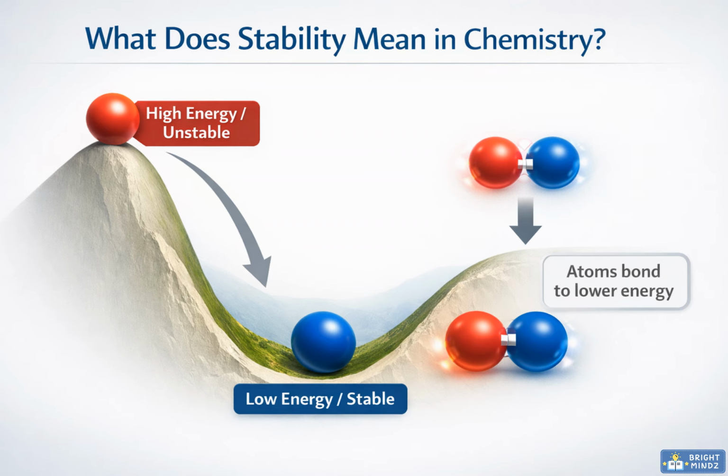In chemistry, stability is closely linked to energy. A particle is more stable when it is at lower energy, like a boulder resting in a valley instead of balancing on a hill. Unstable atoms have higher energy, so they are more likely to change or react. Bonding is one way atoms lower their energy and reach a more stable electron arrangement.